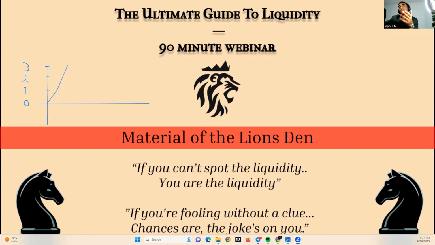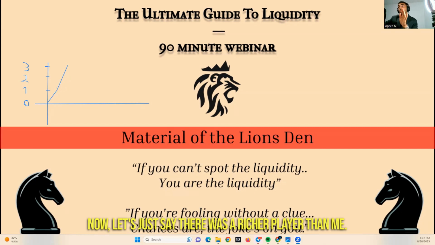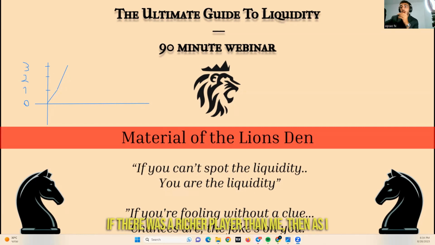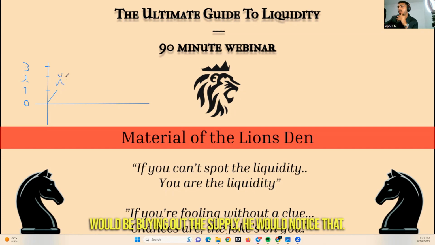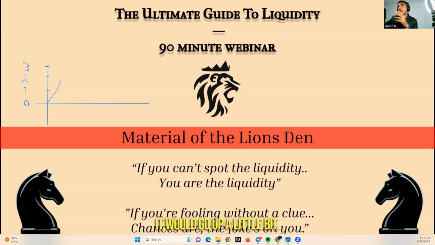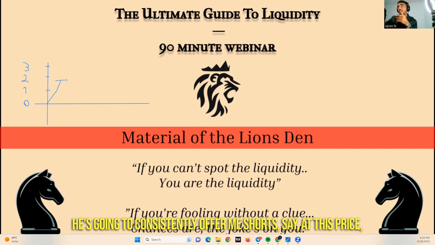So now, this is how you can manipulate price. You just need enough money. This just proves that if you have enough money, you can move price wherever you want. Now, let's just say there was a richer player than me. If there was a richer player than me, then as I would be buying out the supply, he would notice that. Initially it would go up a little bit, let's just say. Now he would notice that. Now he's going to be offering me shorts. He's going to consistently offer me shorts, say at this price.